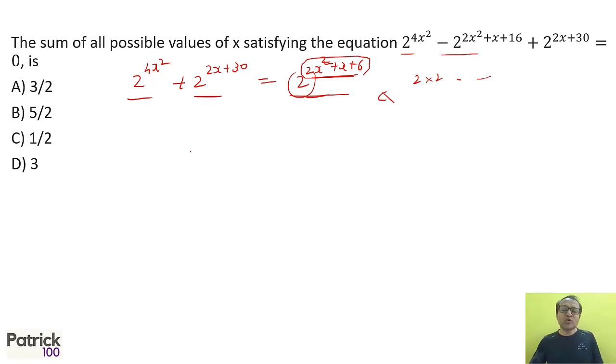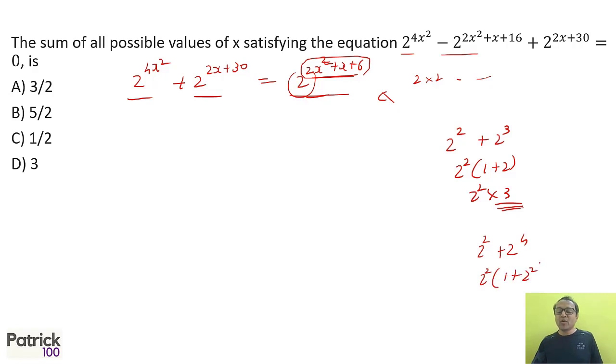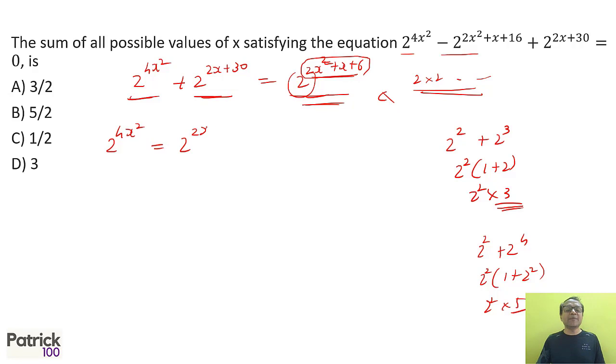If these two are different, I'm just giving an example, suppose I have 2 square plus 2 cube. What will happen? You can take 2 square common, you will get 1 plus 2, so 2 square into 3. Or if I take, let's say, 2 square plus 2 raised to 4, if I take 2 square common, we will get 1 plus 2 square, or 2 square into 5. But there is no 3 or 5 in the right side. It's all 2's. So to get all 2's, it's only possible if these two are equal. Which means 2 raised to 4x square has to be equal to 2 raised to 2x plus 30, which means 4x square will be equal to 2x plus 30.